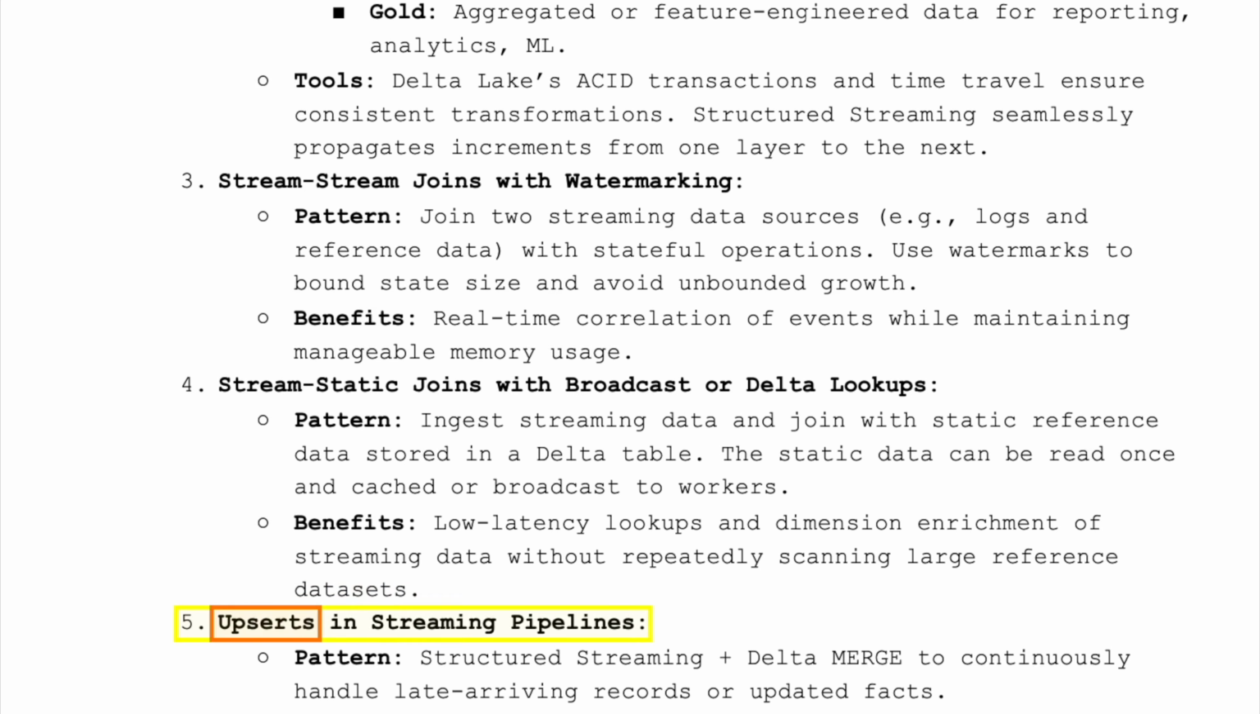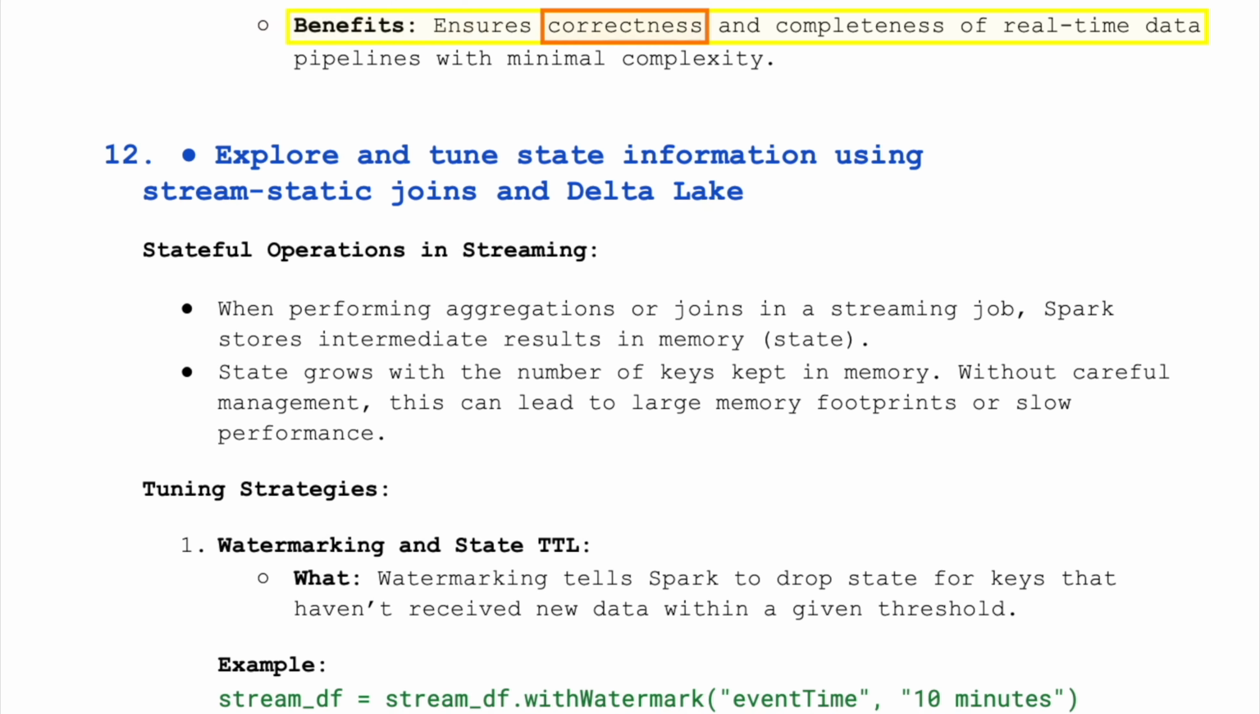5. Upserts in streaming pipelines. Pattern: structured streaming plus Delta merge to continuously handle late-arriving records or updated facts. Benefits: ensures correctness and completeness of real-time data pipelines with minimal complexity.